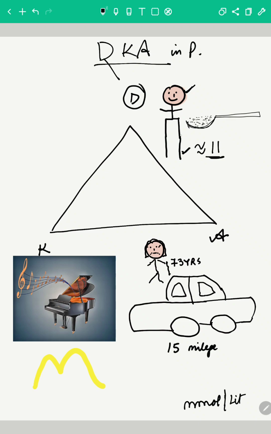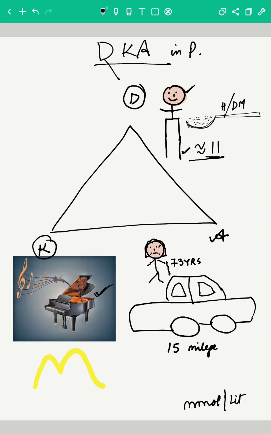So this lady with long legs symbolizing the number 11, or she has a history of diabetes mellitus, any of these will suffice the criteria for the D component of diabetic ketoacidosis. Now this lady is very fond of playing ketones. Okay, that means she will have ketones in the blood or in the urine.